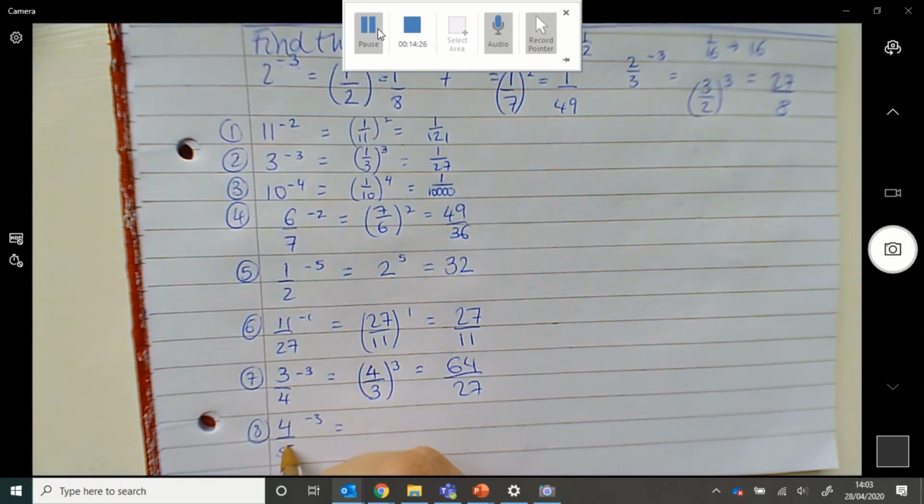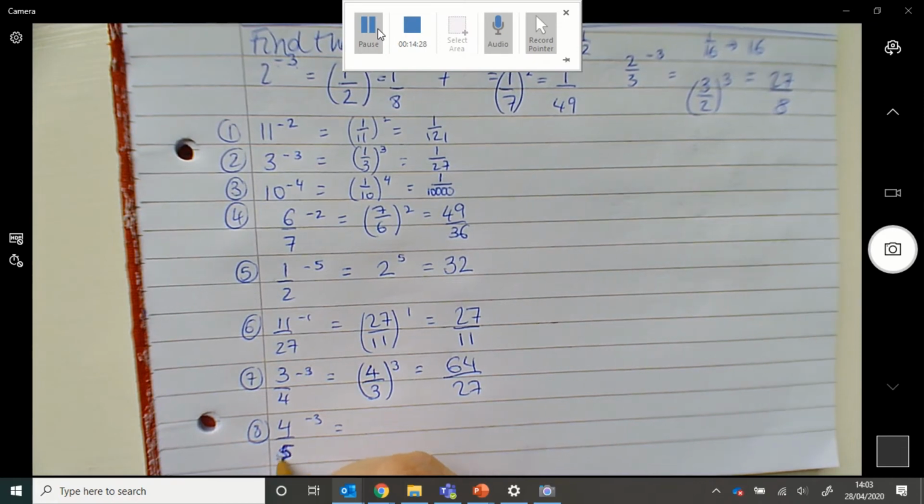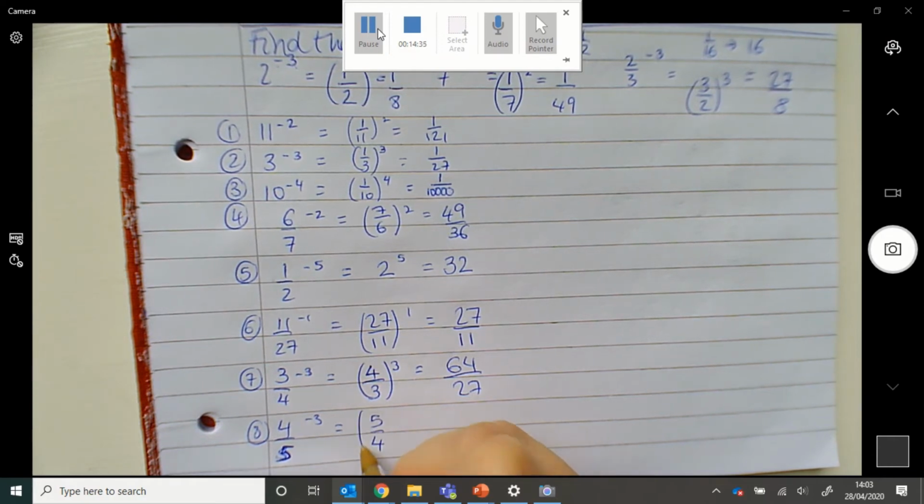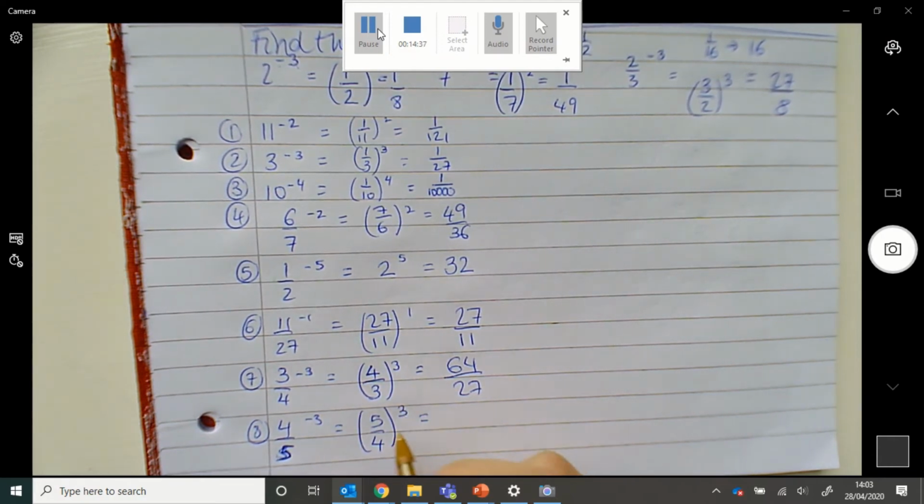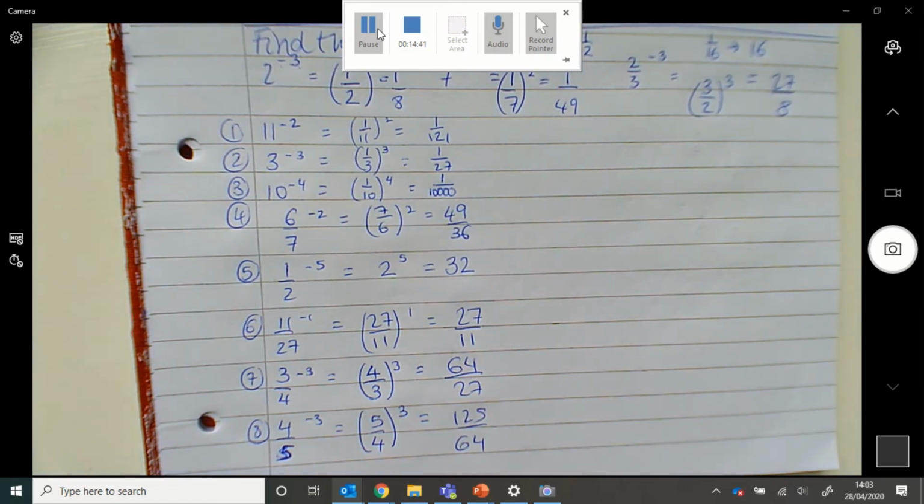Final one, that is a 4 over 5. Sorry, my handwriting was a bit appalling there. Find the reciprocal first using the negative power, which makes that 5 over 4, and I still need to cube it. 5 cubed is 125, 4 cubed is 64.